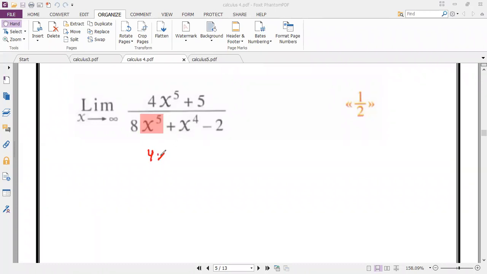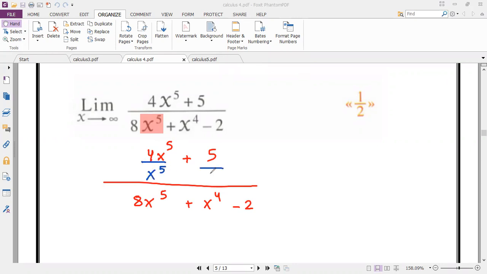So for x to the power of 5 plus 5 divided by 8x to the power of 5 plus x to the power of 4 minus 2, you will divide by x to the power of 5, all of them, the top and the bottom. The term with the highest power.